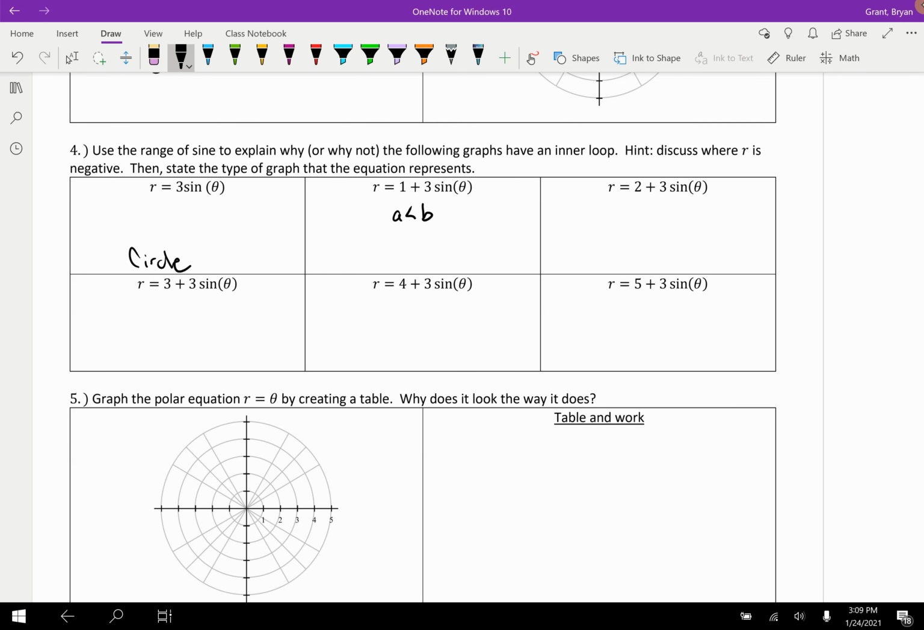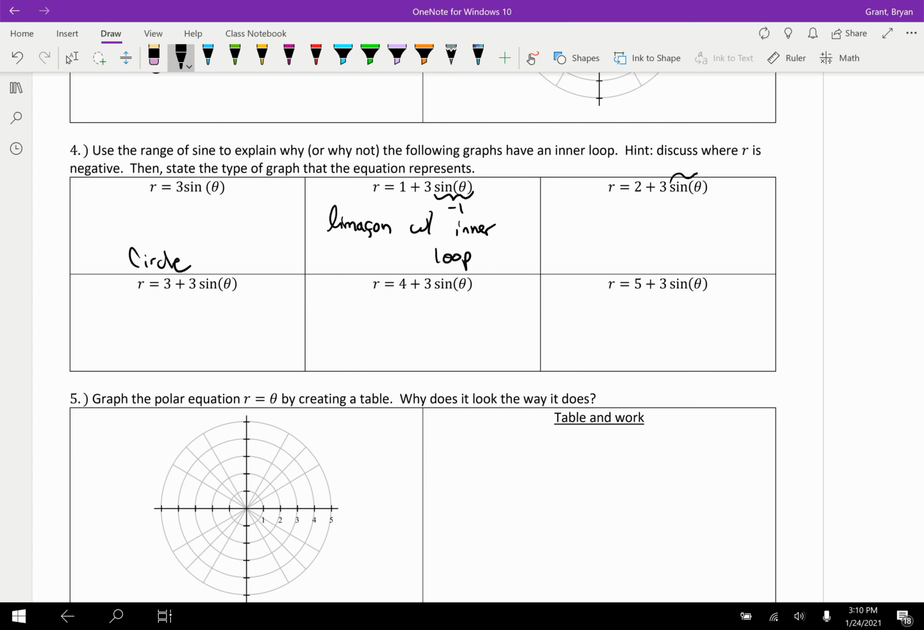Why is that important? Well, because sine can be negative 1, then we have 1 minus 3, which means r can become negative. And in this limaçon format, if r can ever become negative, then there's going to be an inner loop. So this is a limaçon with an inner loop. You could argue, well, it's because I learned that a is smaller than b. And you're right, but you do need to know why. And the why, again, is because you are able to make r negative.